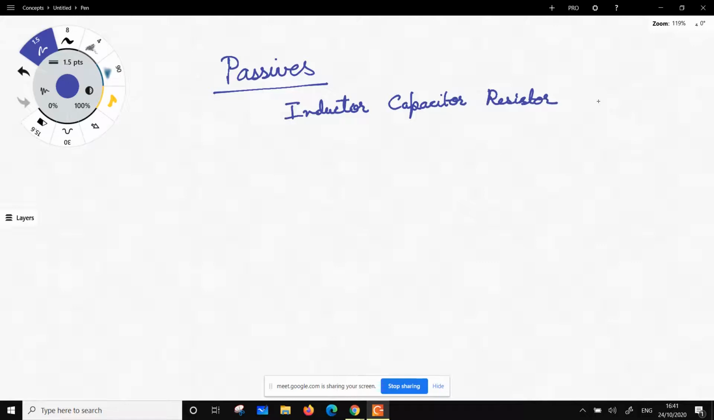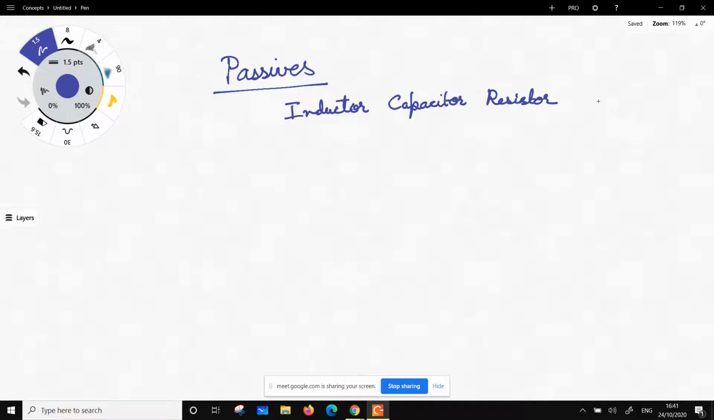These are all linear devices. When I say linear devices, it means that they somehow obey the principle of superposition. We will not go into details of linearity right now. So let's look at the basic equations.